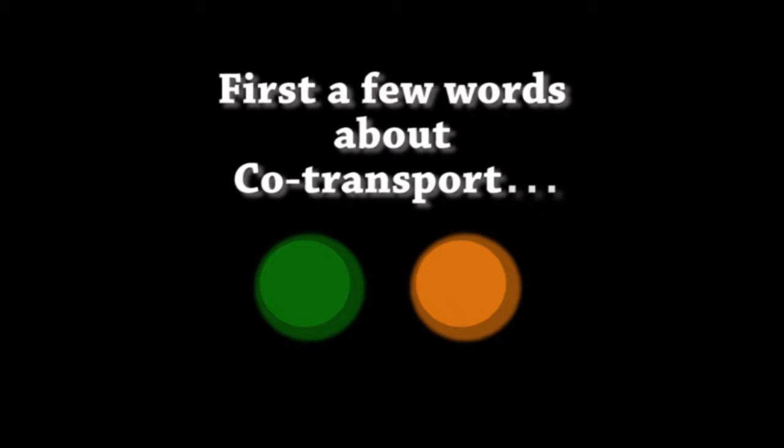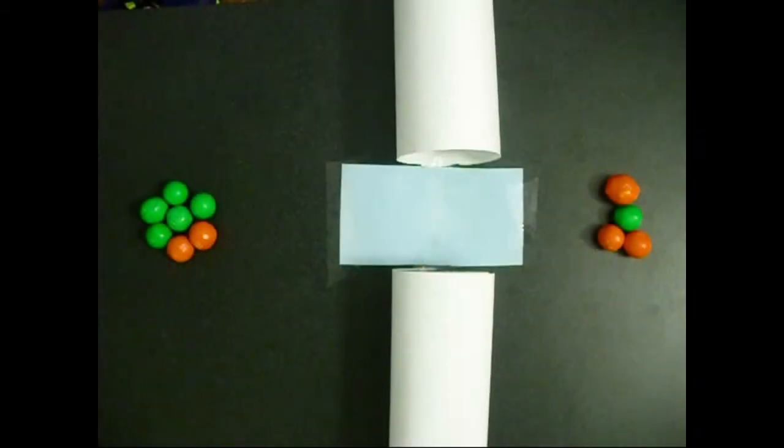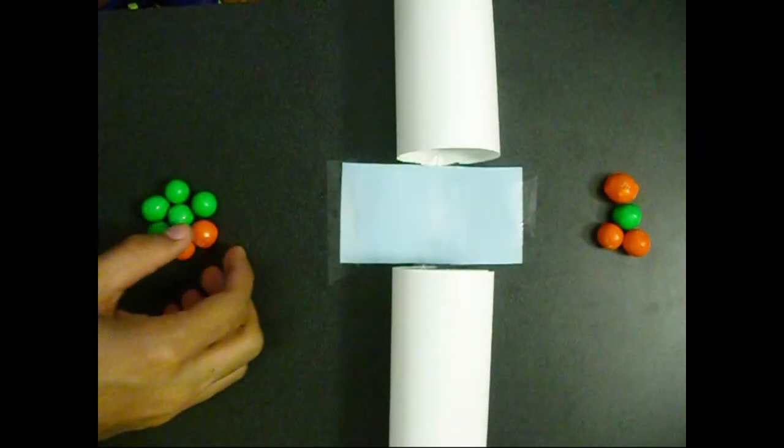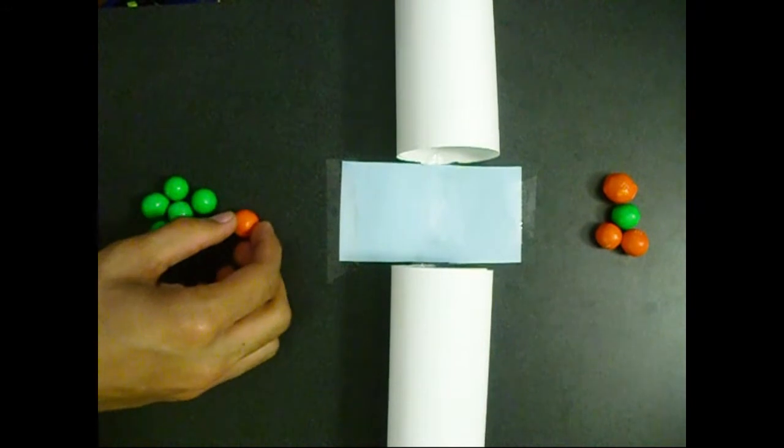The two kinds of co-transporters, symport and antiport, transport one substance down the gradient and use this motion to transport another against the gradient. Let's start with symport. Symport is important for transport of nutrients through the epithelium.